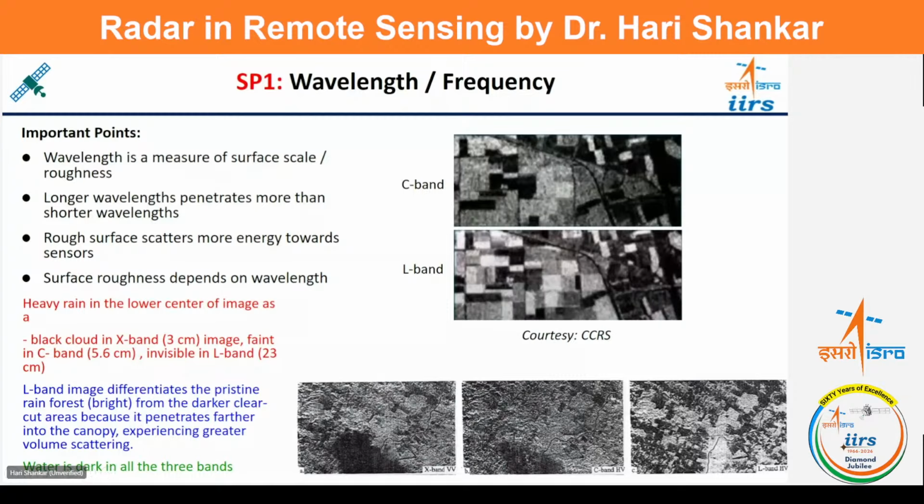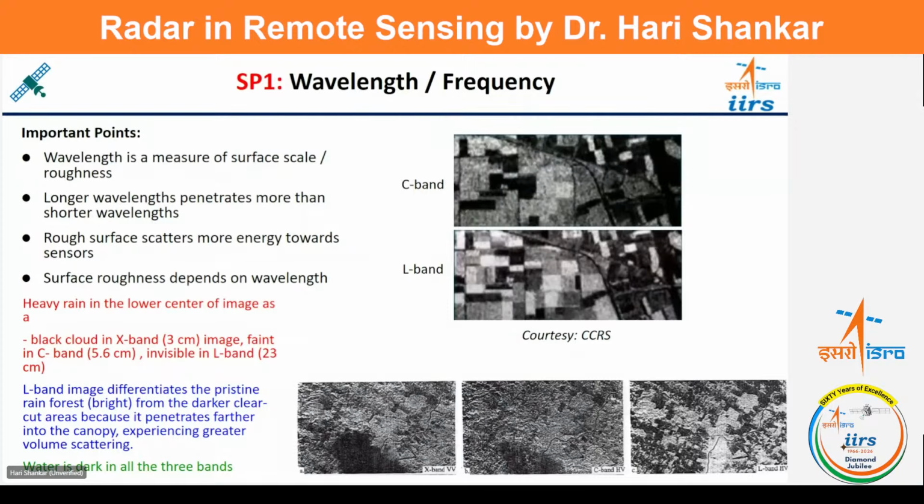L band means longer wavelength, C band means shorter wavelength. The longer wavelength is giving much better results compared to the C band, because longer wavelength has longer penetration capabilities, and it interacts more with the targets, and hence we are getting more response in these SAR images. That's why the response in the L band image is better compared to the C band.